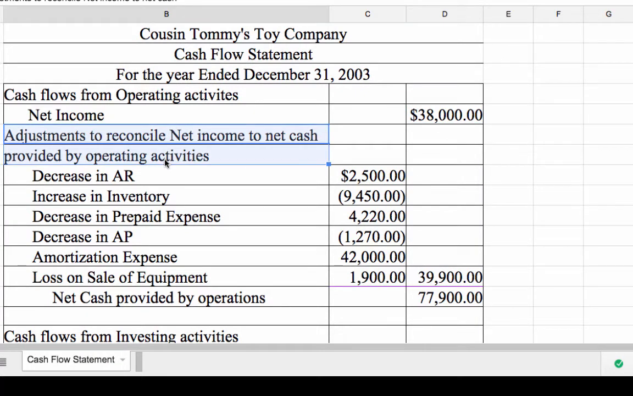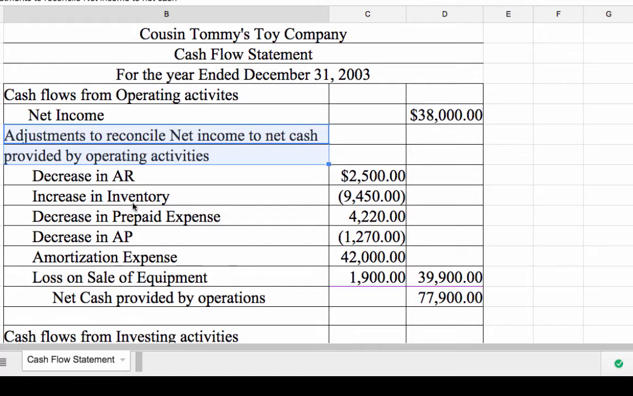Then you're going to type in adjustments to reconcile net income to net cash provided by operating activities. I'm going to provide this to you in class. I don't want you memorizing stuff like this, but I'll just write it on the board for you. It's not too hard to remember, because basically this is what we're doing: we're adjusting our net income so that it is net cash provided by operating activities.